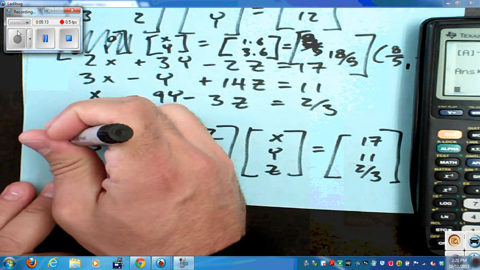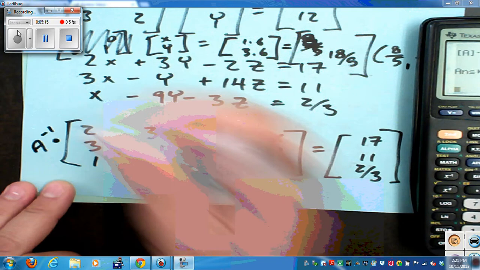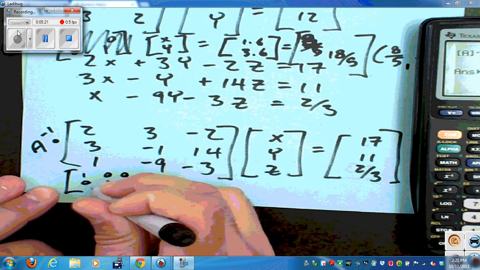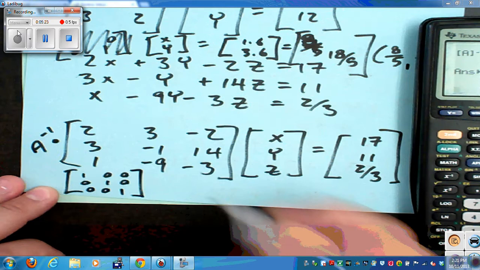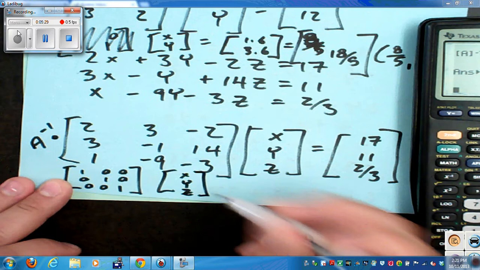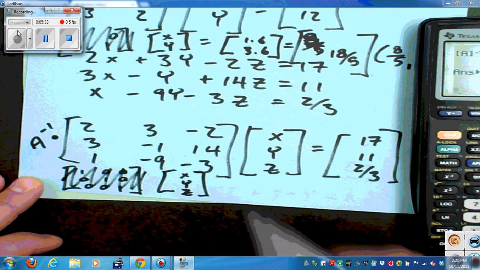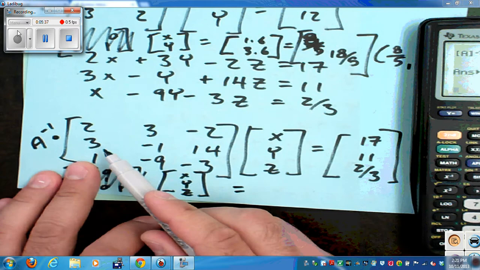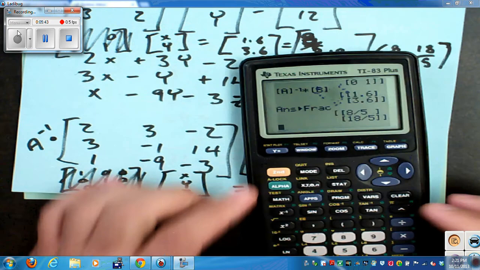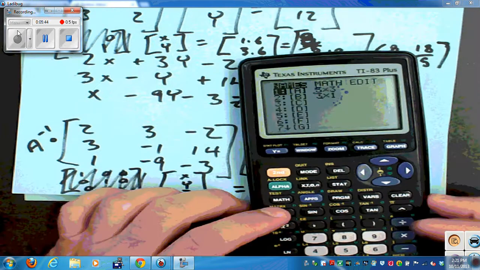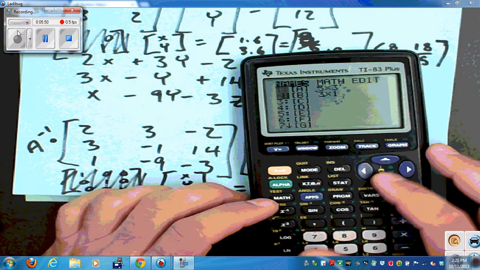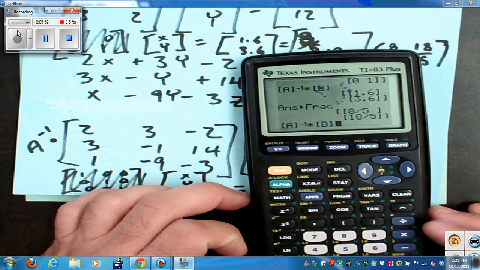But essentially what we're doing is multiplying this side by the inverse, which is going to give me the matrix [1, 0, 0; 0, 1, 0; 0, 0, 1], which is an identity matrix, times [x; y; z]. Anything times the identity is just itself, so this pretty much just means [x; y; z] equals. Since we multiplied this side by the inverse, we have to multiply this side by the inverse. And I'm going to do that on the calculator. So I'm going to go back in the matrix, A to the power of -1 times B. And it gives me my solution right here.